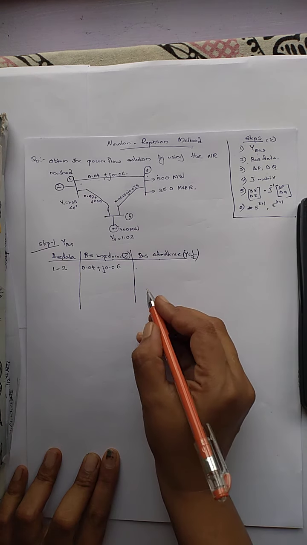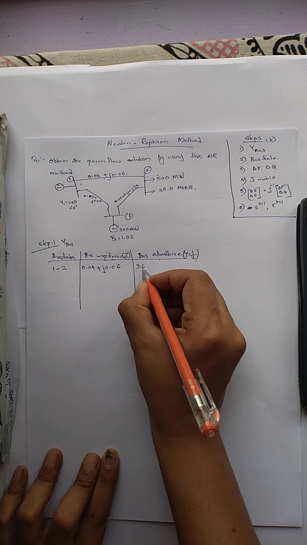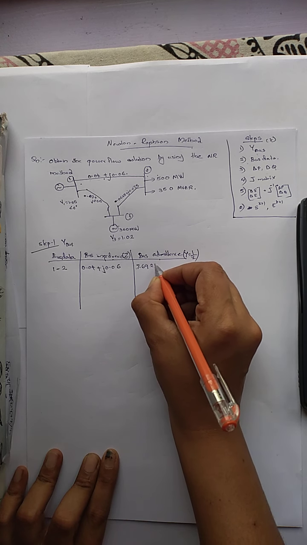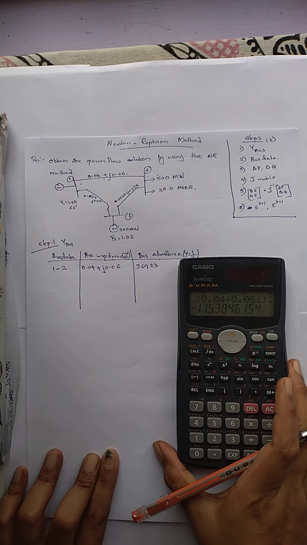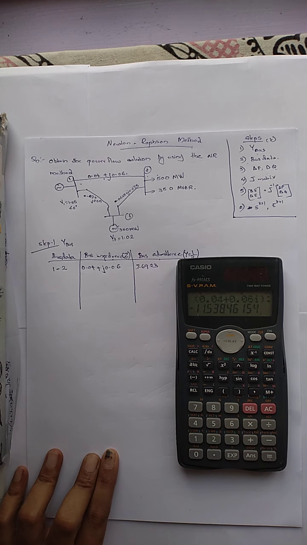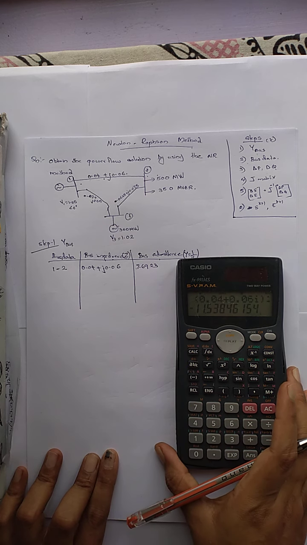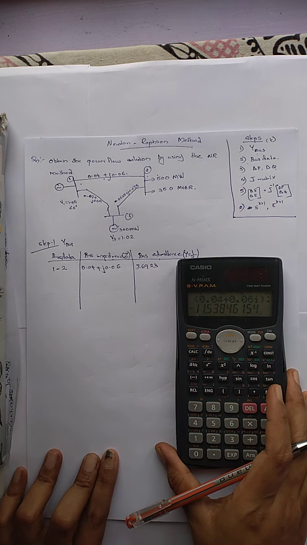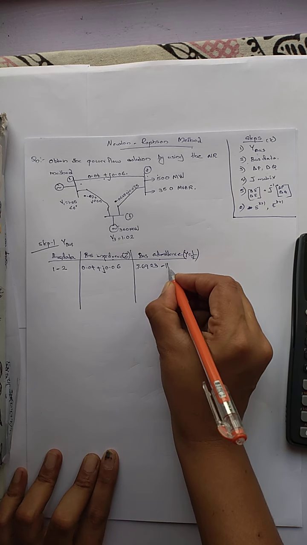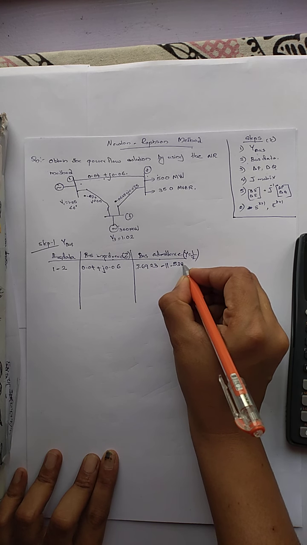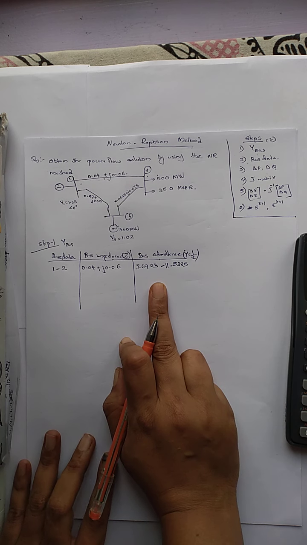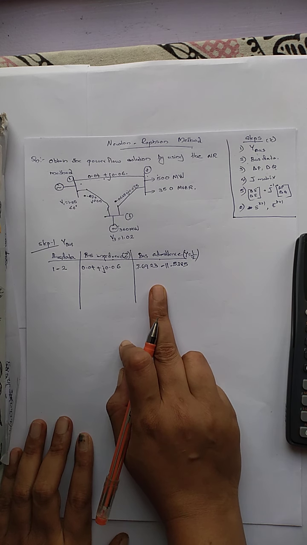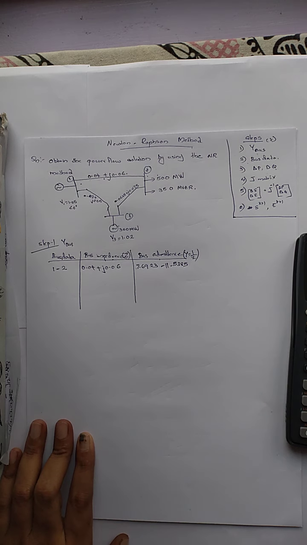I get 7.6923, and the imaginary part I got is minus 11.5385. So this is my value for the Y-bus entry. Similarly I am doing the rest of the things.